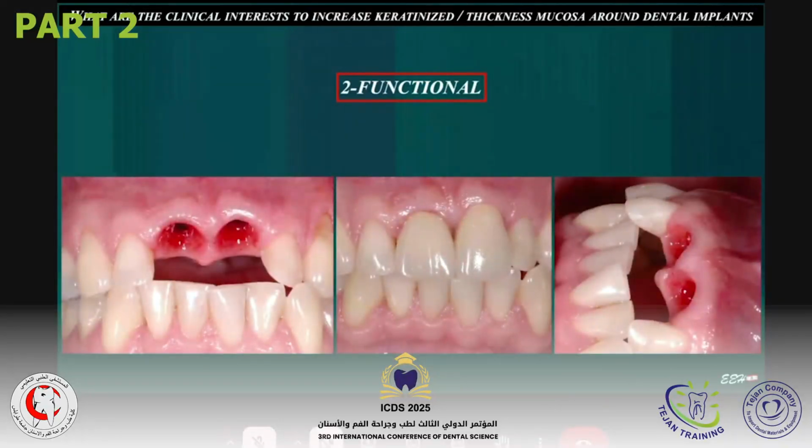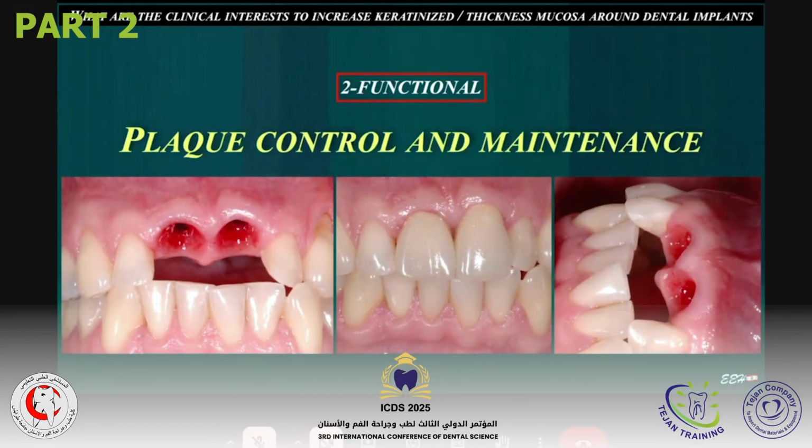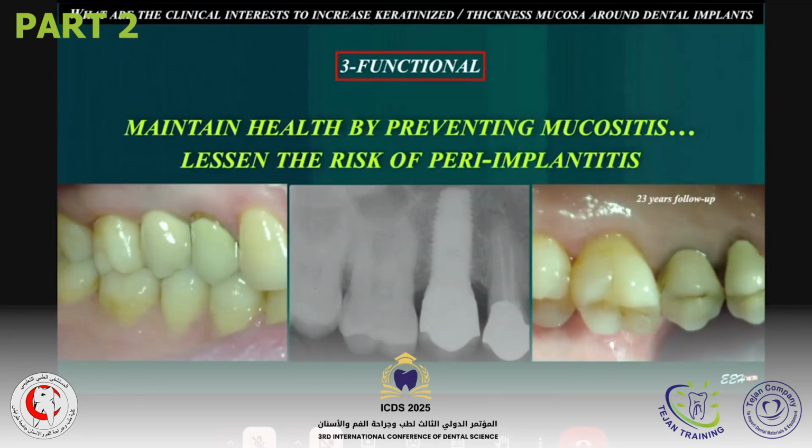Another thing is the functional. When controlling the plaque bacterial and maintenance, it's very easy when we have a good quantity of gingiva instead of the absence of gingiva. And maintain health by preventing mucositis and lessen the risk of peri-implantitis.